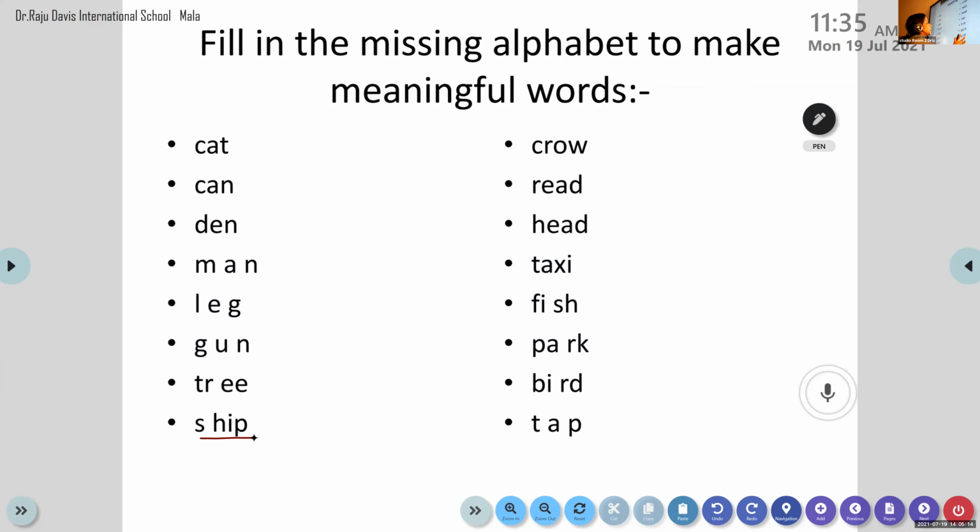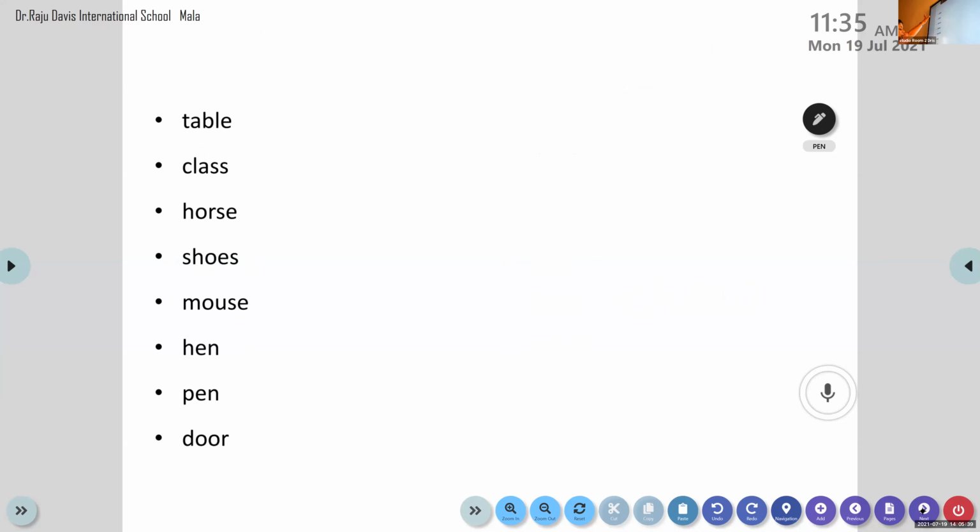Similarly, we'll move on to this word, crow. It is C-R-O-W, crow. Okay, it is read, R-E-A-D, read, head, taxi, fish, park, bird, tap. All of you, please go through the words quickly. Okay, so here are the answer keys for you.